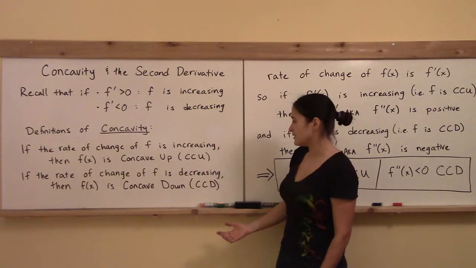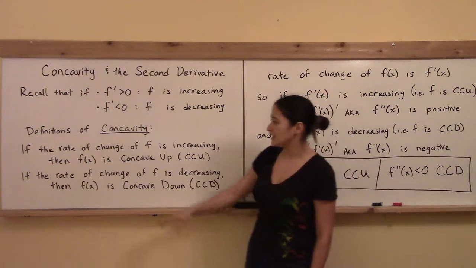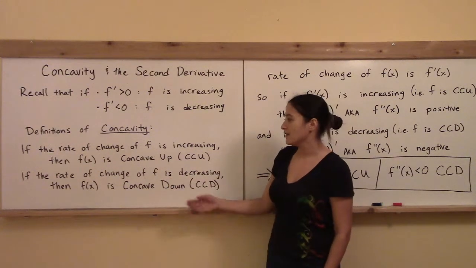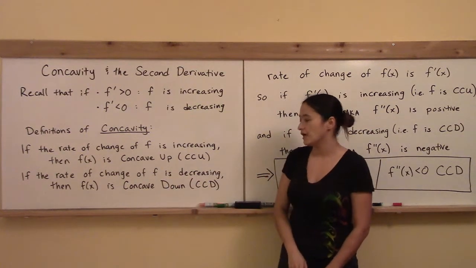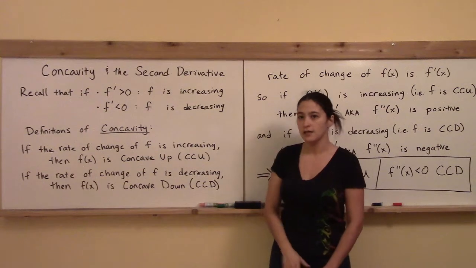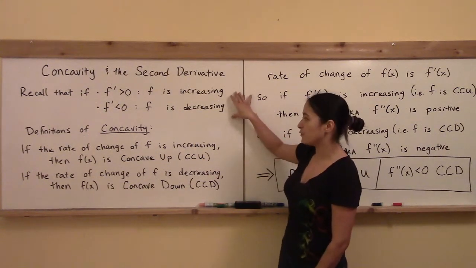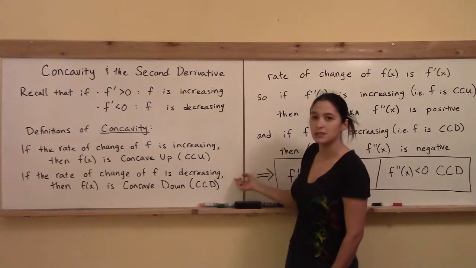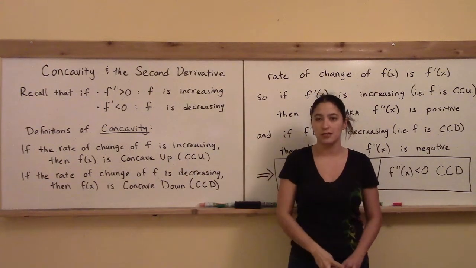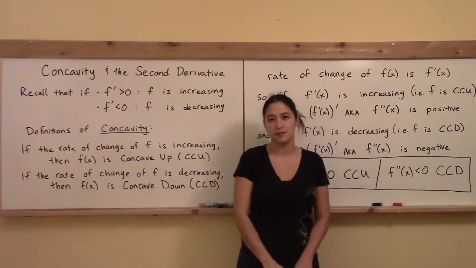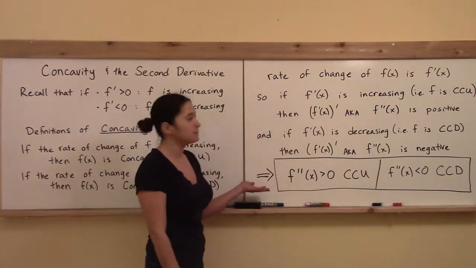Likewise, we can define the other one, concave down, by saying if the rate of change of f of x is decreasing, then the original function f is concave down. Okay, so let's put these sentences together with what we already know about the words increasing and decreasing that you see here, and then we can see how this relates to the second derivative, which is the derivative of the derivative. Okay, that's what I've got written over here.